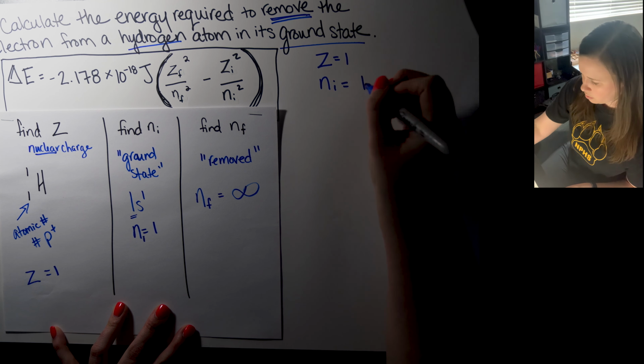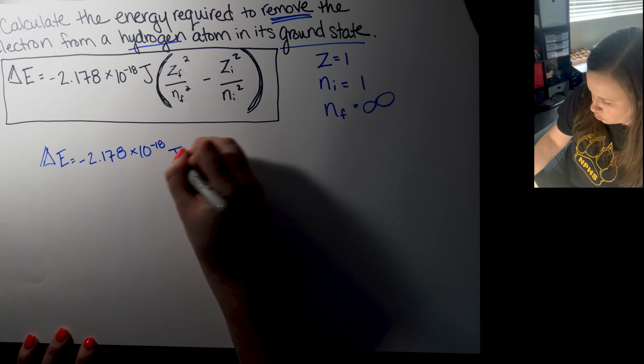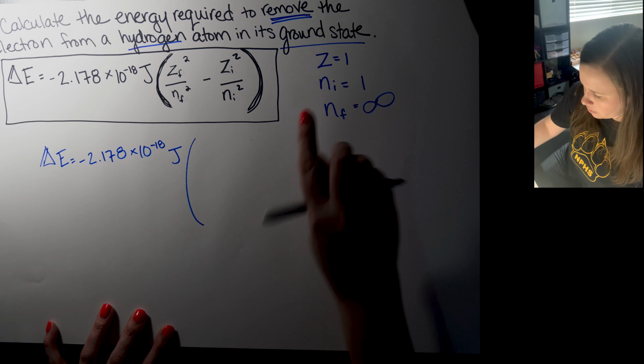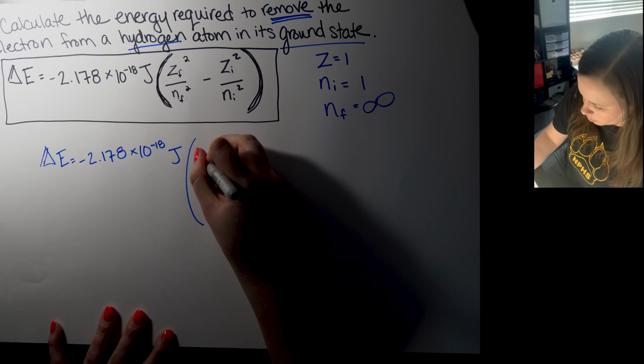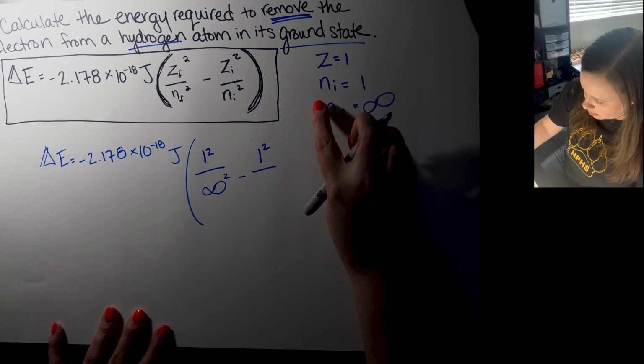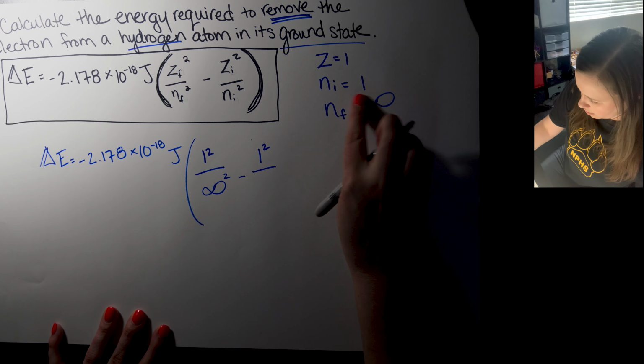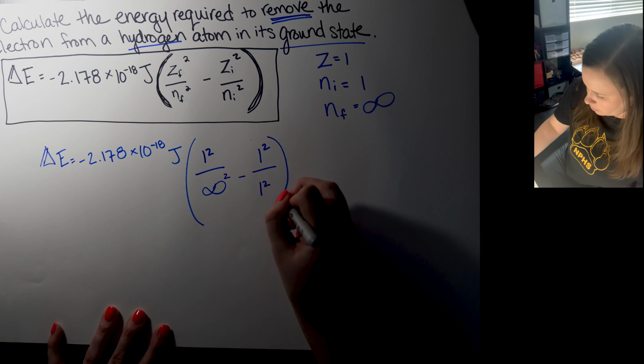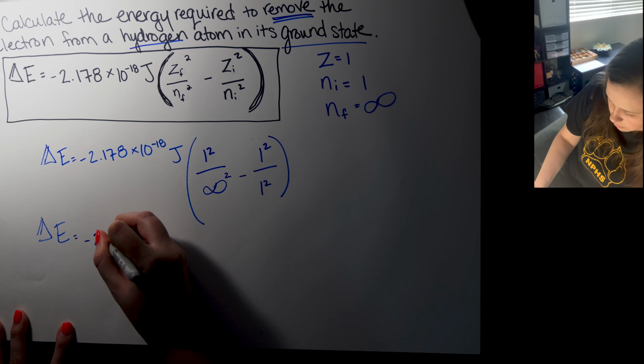So let me start by plugging in to the equation. Negative 2.178 times 10 to the negative 18th joules times, so Z was 1, so I'm going to do 1 squared on the top. Final was the infinity, so infinity squared is really infinity. And then Z squared, again 1 squared on the top, and on the bottom the initial n is 1 squared as well. So starting to calculate some of this out, I still have my constant.